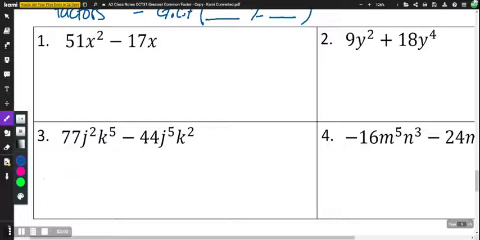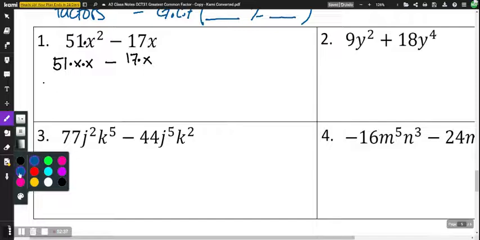So before I do that, I want to rewrite this expression in a different way, in the expanded way. So instead of x squared, I'm going to write 51 times x times x. It's the same thing. I'm just rewriting it. X squared is the same as writing x times x. And remember, there's a multiplication between the 51 and the x. Now on this side, I've got the minus sign, and then I've got 17 times 1x.